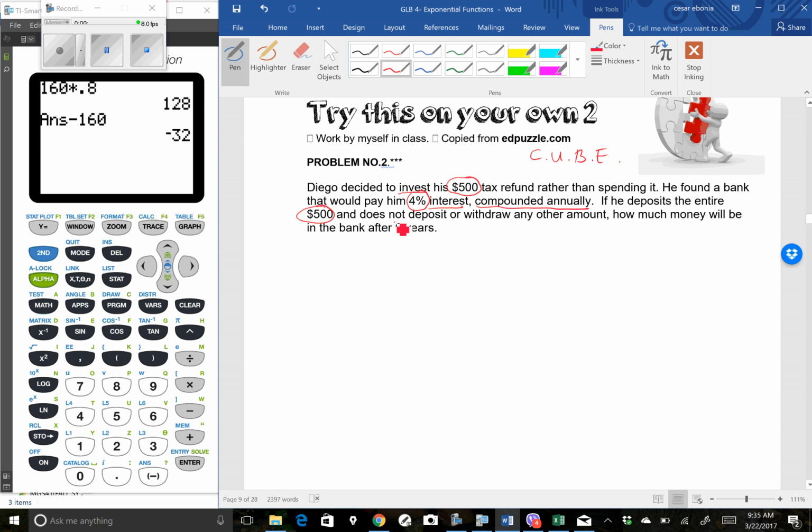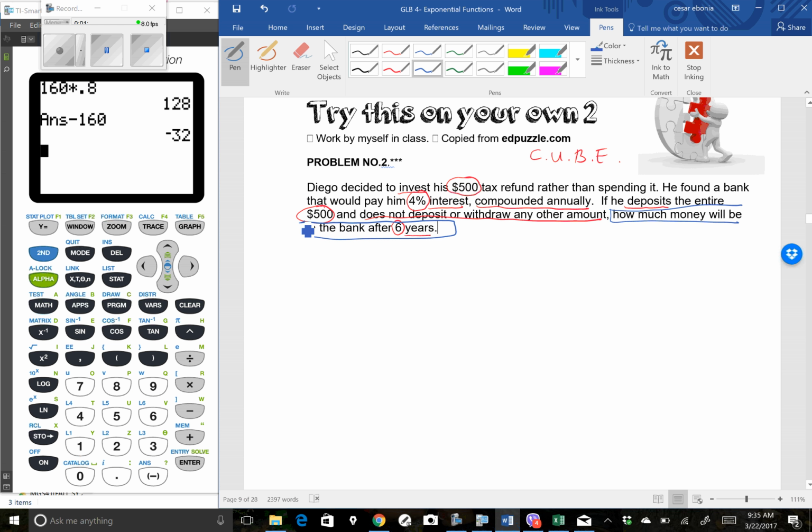So we have 6 years here, and how much money will be in the bank? He does not deposit or withdraw any amount, and he deposits the entire $500. Okay, and the question here is how much money will be in the bank after 6 years.